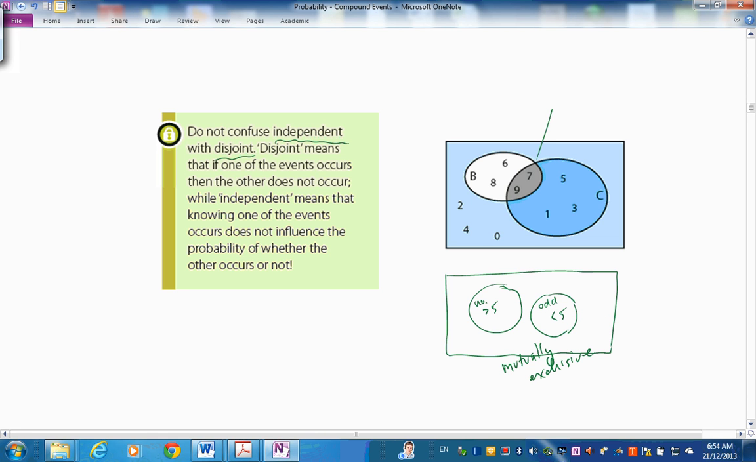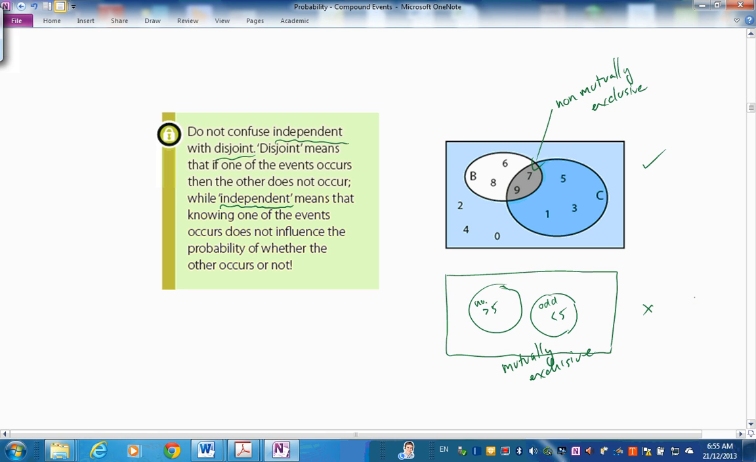But this possibility here, they can both occur. This is non-mutually exclusive. Okay, so that's one idea that we've had so far. Can they occur together? Yes, they can. They don't exclude each other. No, they can't. Now, a separate idea is the idea of independent events.